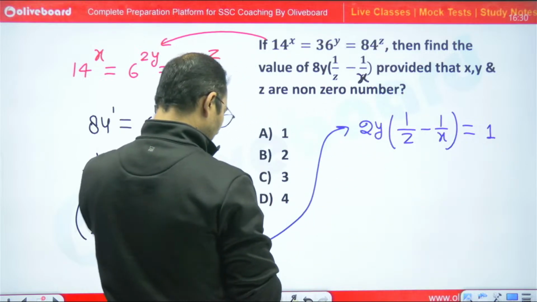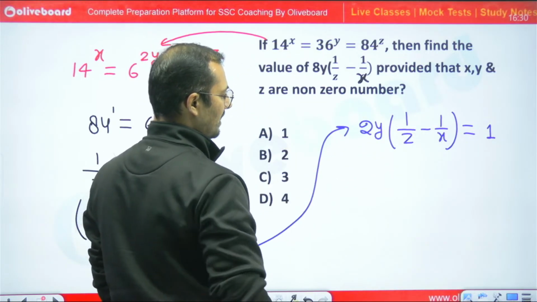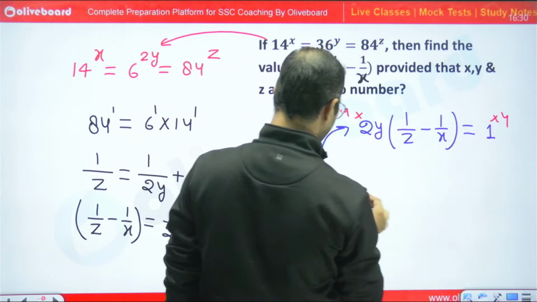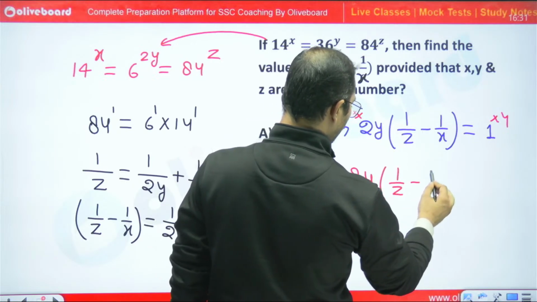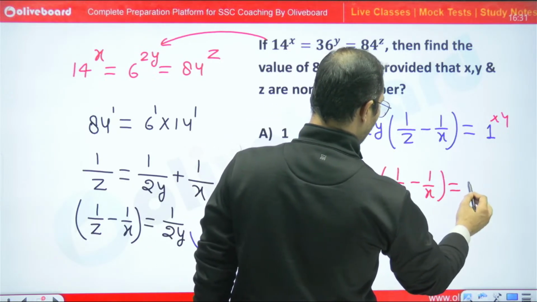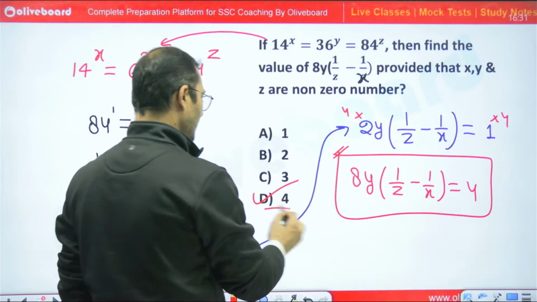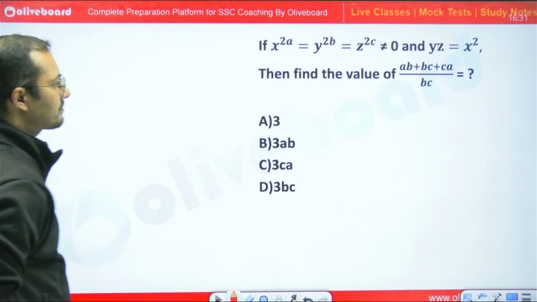Now just multiply by 4 on both sides, because we need 8y. So I will get 8y bracket 1 upon z minus 1 upon x would be equal to 4. So 4 is the right answer. D is the right answer. I hope this is very much clear.